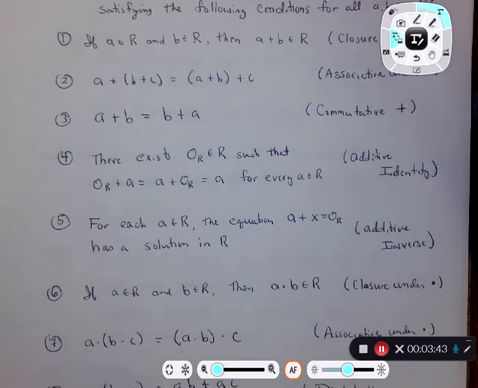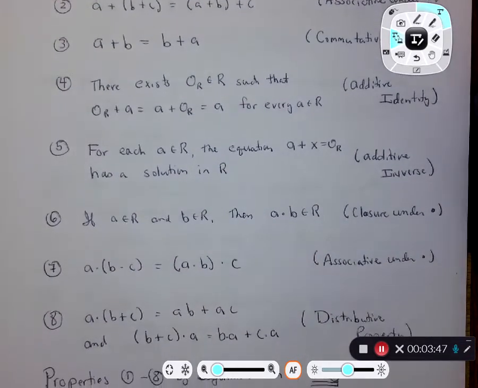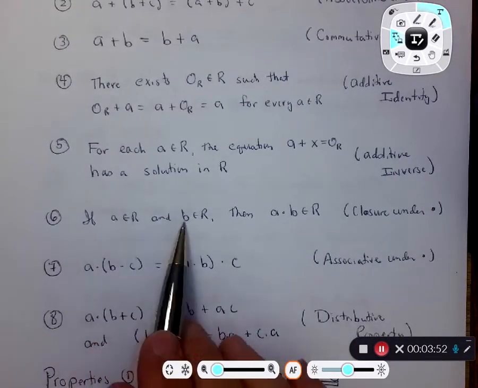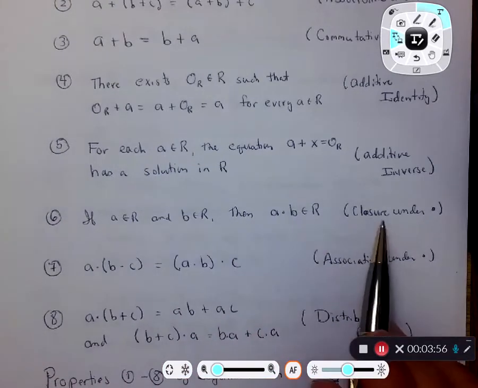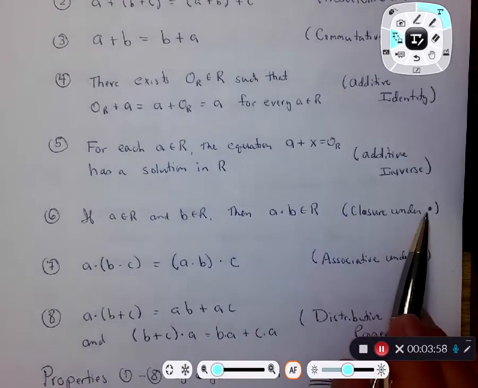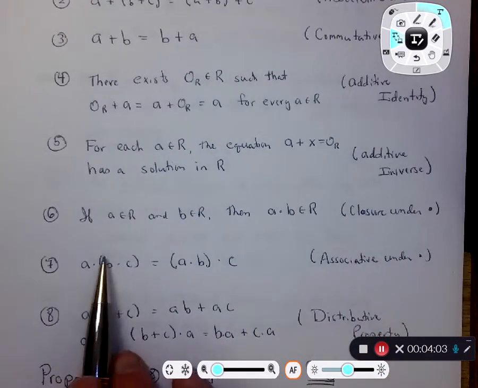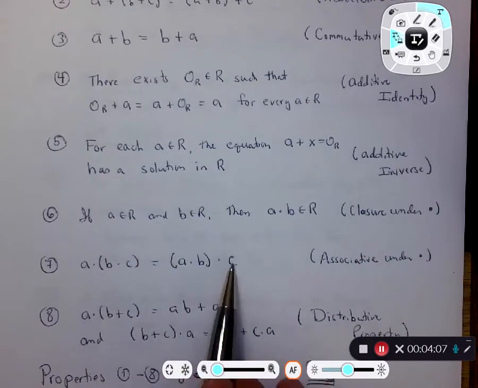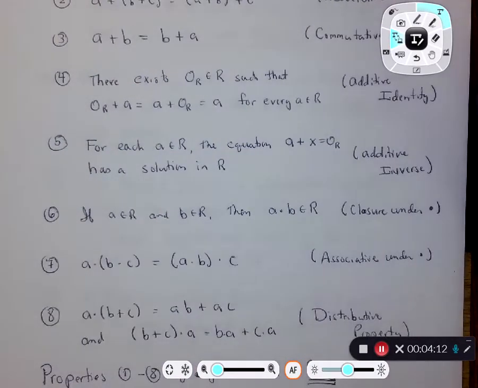Number six. The first five properties deal with addition. Now number six is this: if a is an element of R and b is an element of R, then a times b is an element of R. That is your closure property under multiplication. Number seven, (a times b) times c is equal to a times (b times c). You can move parentheses around with the multiplication. That's called associativity under multiplication.